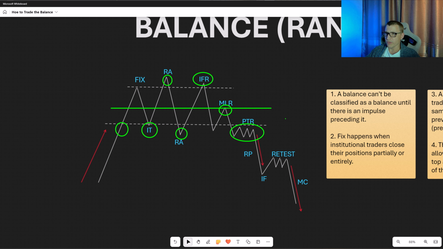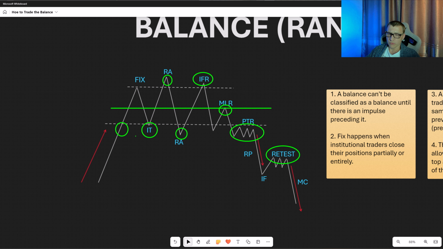Then we see repositioning, a clear impulse. Then we see an initial fill. Is it tradable? No, it's not tradable. An initial fill is not tradable because we see a pullback, a retracement. Institutional traders partially close their positions here. Then we see a retest, and retest is tradable because the auction clearly showed us the direction it takes, and we take a retest. The most conservative trade from all of this.